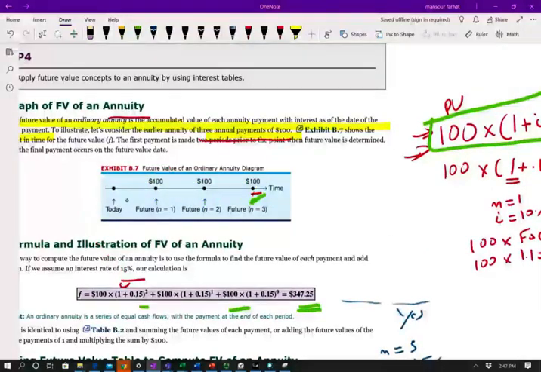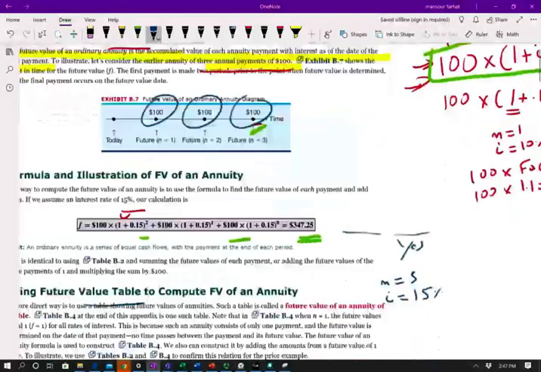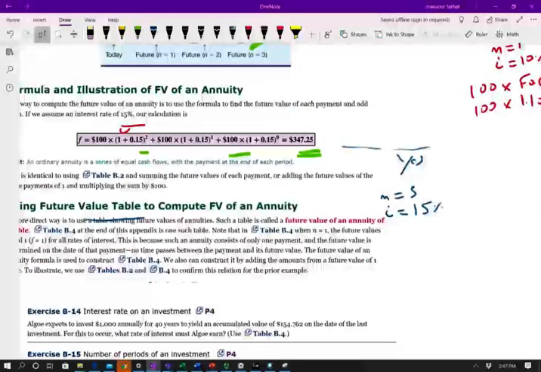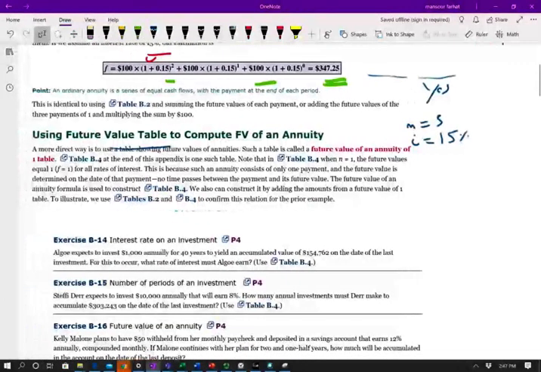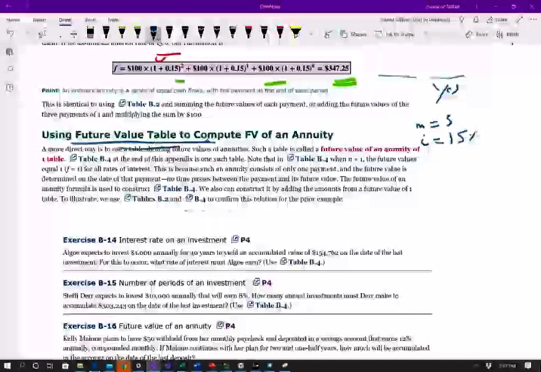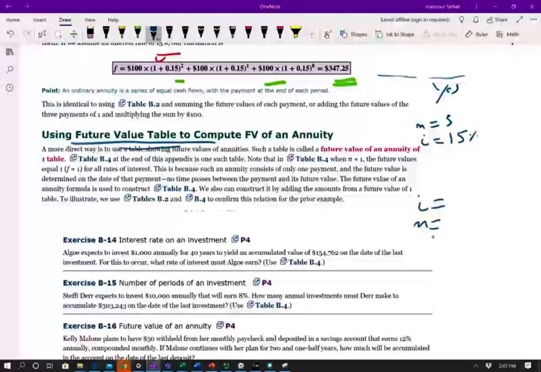So simply put, rather than treating those three $100 payments as separate payments, I can use my future value annuity table. There's a future value annuity table, just like there's a present value annuity table, to compute this all at once. So we can use the future value annuity table to find the future value of any amount given an interest rate and a period of time.